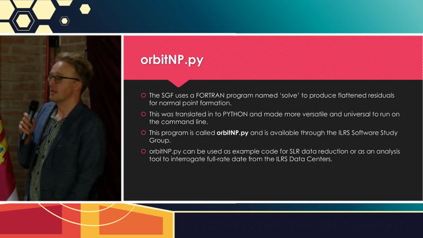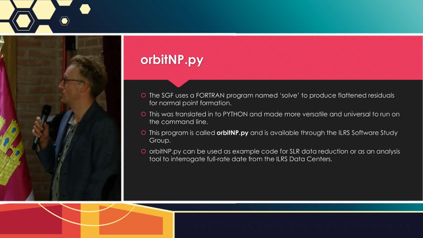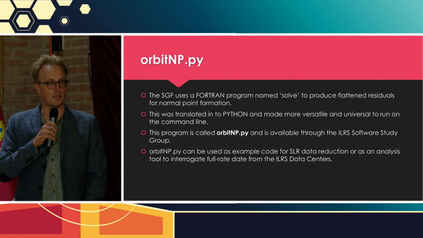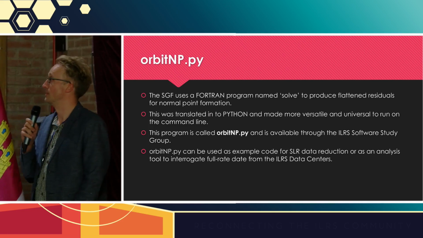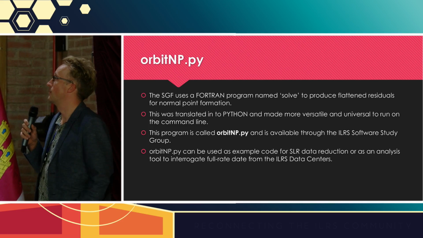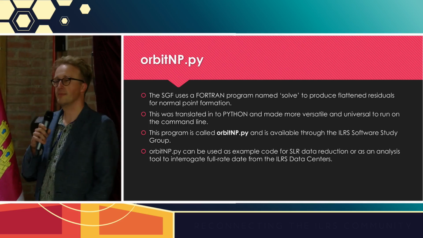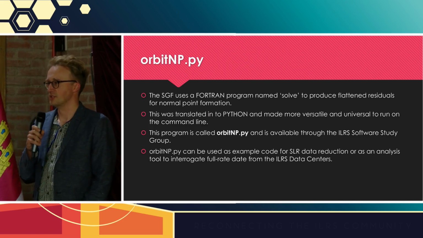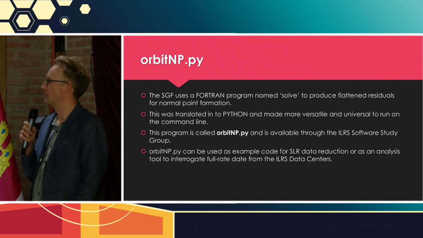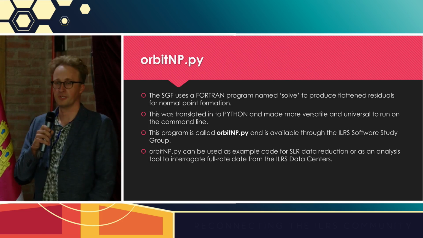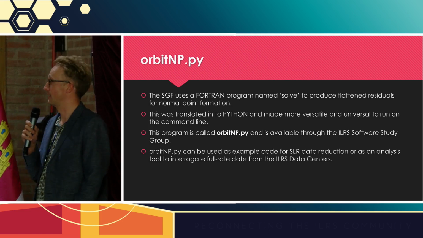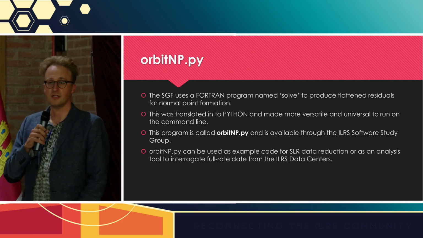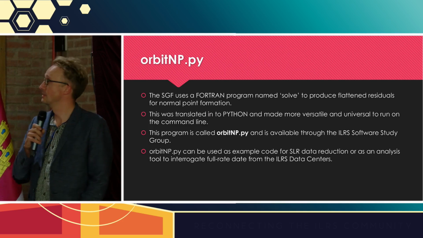At the SLR facility in Herstmonceux, we use a Fortran program called Solve, which produces flattened residuals, and we then go from there to generate normal points. I translated this program into Python, and then made it more versatile in terms of working for all stations, and working off the command line, with different options, different predictions, that sort of thing. It's called Orbit NP, and it's available to download through the ILRS software web pages.